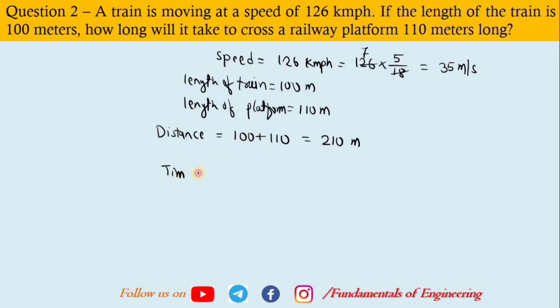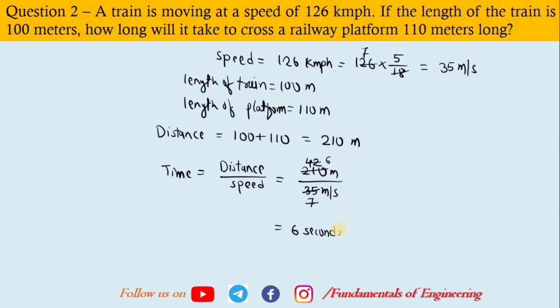So time will be distance upon speed. The distance is 210 meters and the speed we got is 35 meters per second. If we simplify this and divide by 5, 5 4s are 20 and 5 7s are 35, so we get 42 over 7, which is 6. So 6 seconds it will require to cross a platform having a length of 110 meters.